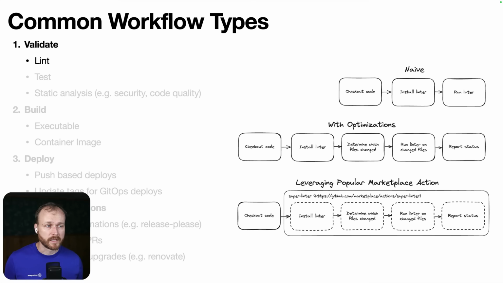Now, we could go off and implement all this ourselves. However, we can actually leverage a marketplace action to handle almost all of this for us. I mentioned this at one point earlier in the course, but there's a tool called the super linter and an associated GitHub action, which handles all of these last four steps, allowing us to achieve linting across a variety of languages in an optimized fashion with just a few lines of code.